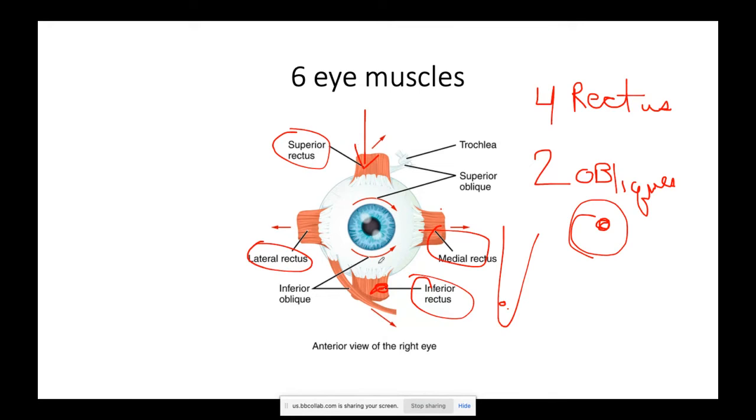Superior rectus on top, inferior rectus below, medial rectus closer to the nose, and lateral rectus closer to the outside. That leaves us with two other muscles, the obliques. The superior oblique is on top, and it runs through this little notch called a trochlear. So it starts like this, runs through this little tunnel, and then comes in and attaches this way. The inferior oblique does the same thing. It starts this way and goes underneath. So you have an inferior oblique on the bottom and a superior oblique on top.